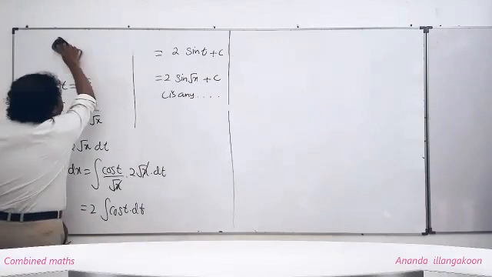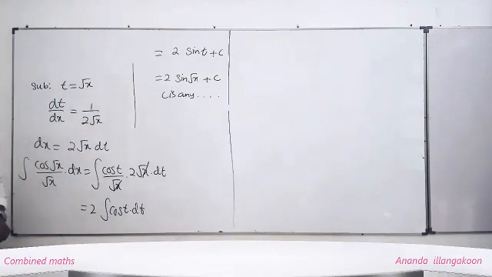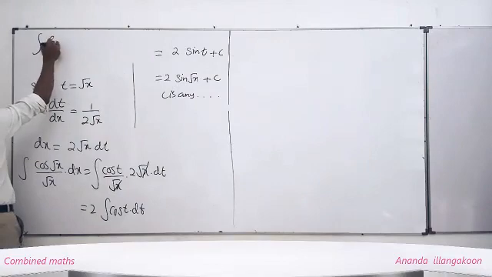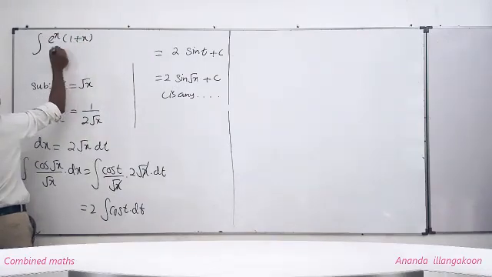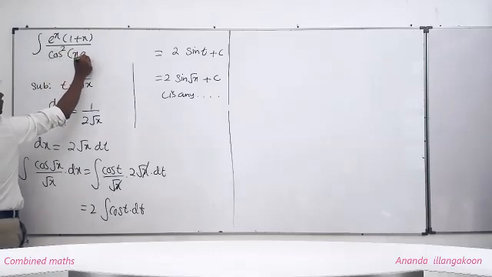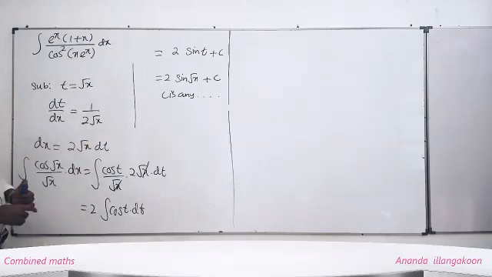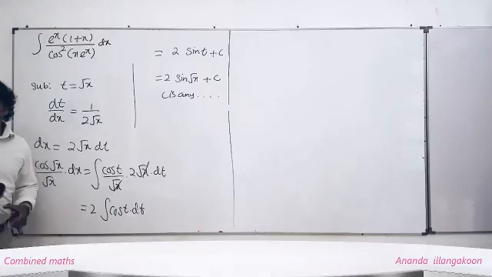Right. Next question is integration of e^x times (1 plus x) divided by cos squared of (x e^x) dx. People use a substitution, t equals x e^x.